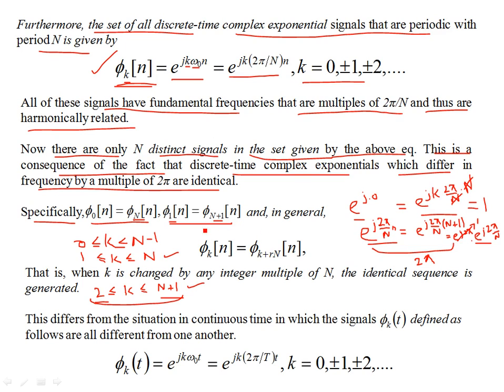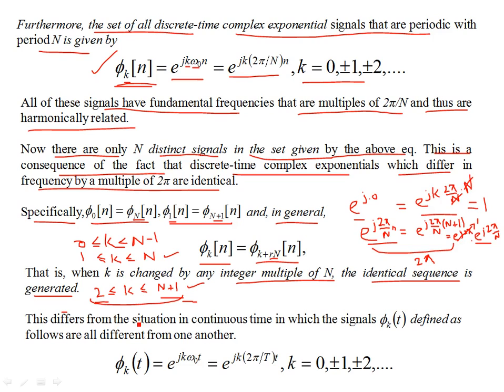So in general, we have phi k of n equals phi k plus rN of n. That means when k is changed by an integer multiple of capital N, the identical sequence is generated. Well, that's expected, because you are repeating the sinusoids. N happens to be the integer period of the discrete time sinusoids, and rN is again an integral multiple of those integers. So that is expected.